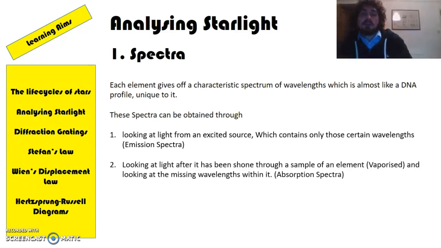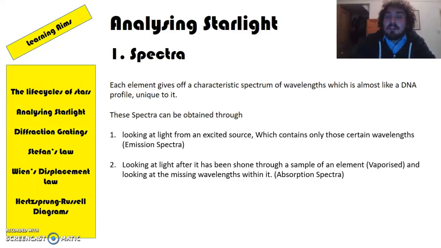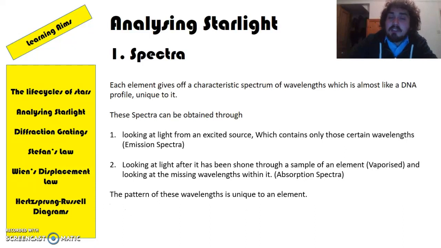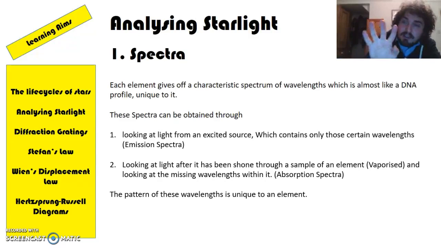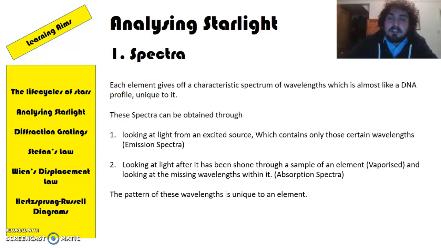The other one is we can look at light after it's been shone through a sample of an element, usually a vaporized sample, and look at the wavelengths that are missing from that light. And that is called an absorption spectrum. And the pattern of these wavelengths, and I don't just mean the wavelengths, the pattern that they make, like are they bunched up here, are they spread out over there, those patterns are unique to that element.